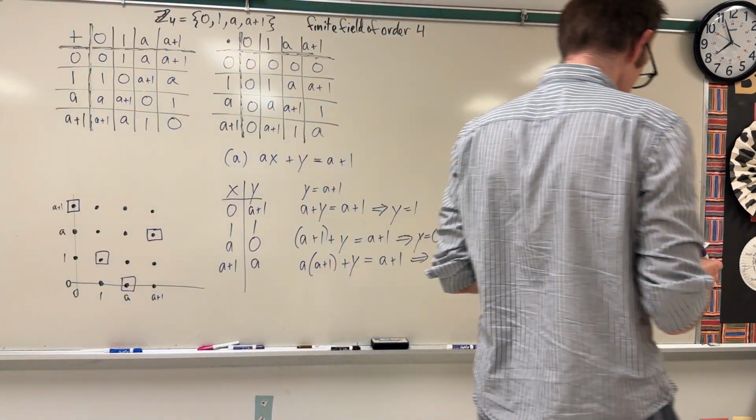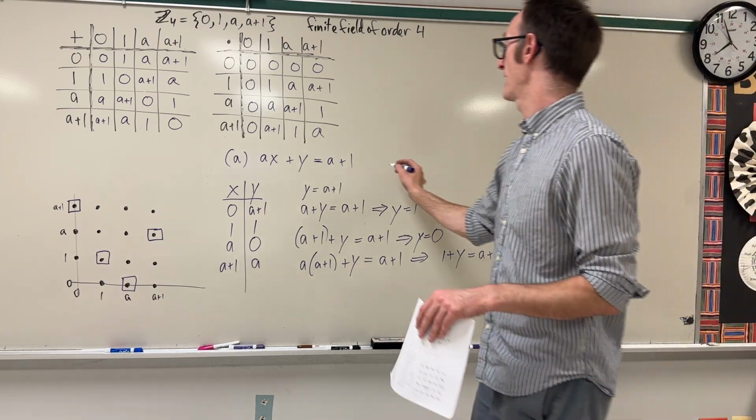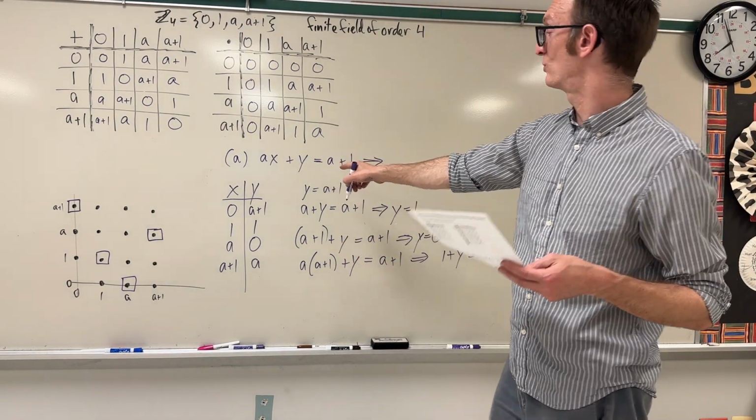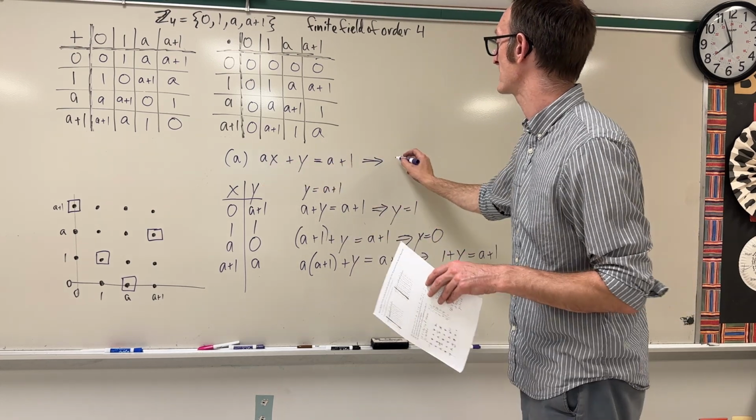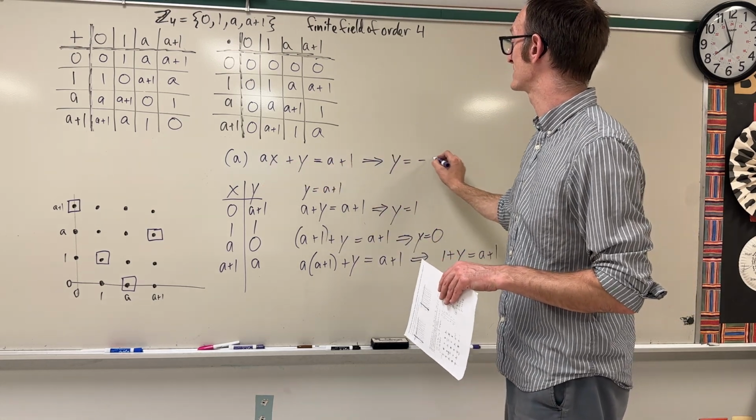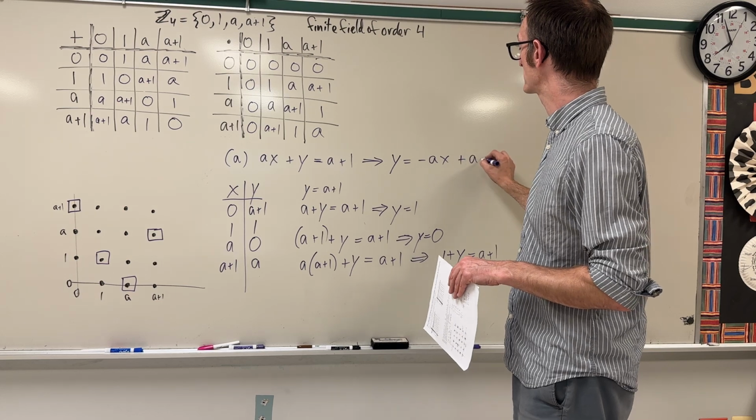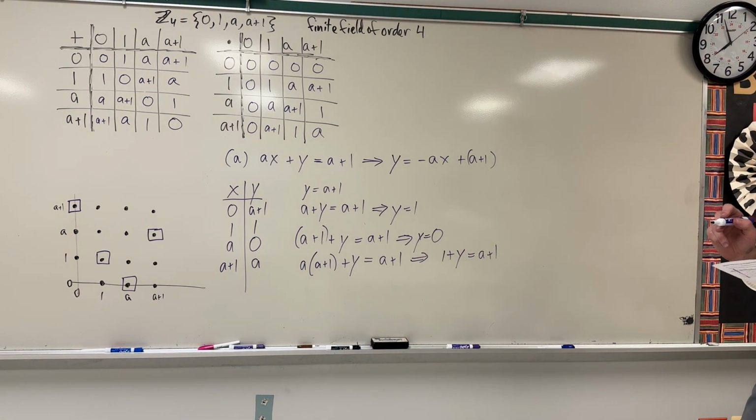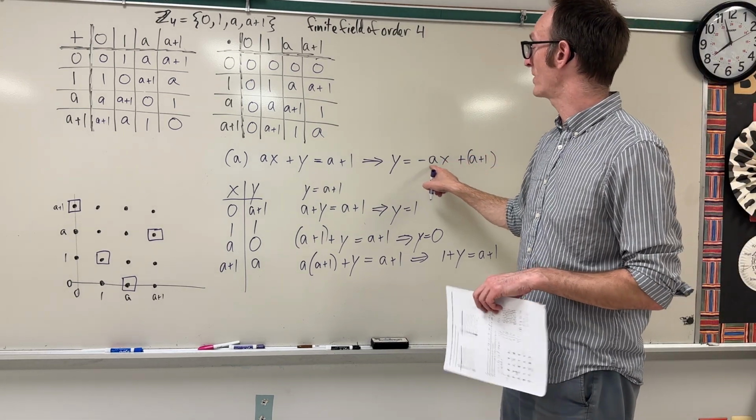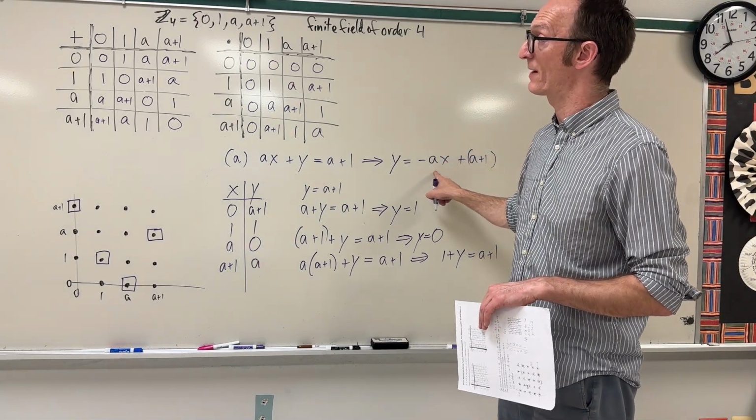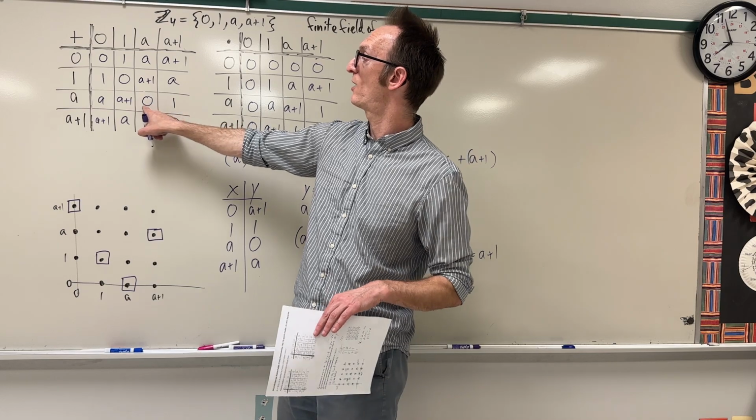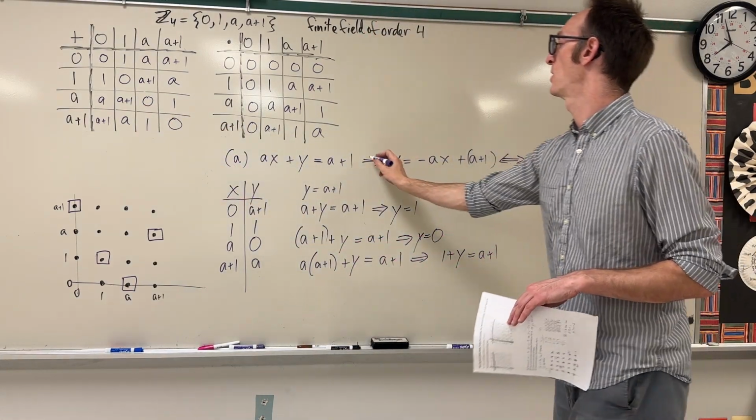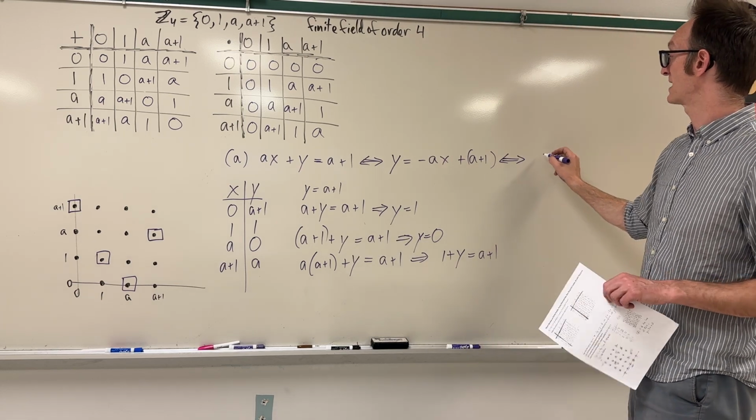Okay, and was there a cooler way to do this? You can maybe move this ax over to the other side. So you can write this as y equals negative ax plus a plus 1. But then negative a is kind of weird potentially. So what's the additive inverse of a? What do you have to add to a to get 0? Answer a. So negative a is really just a. So these are all three different ways of saying the same thing.